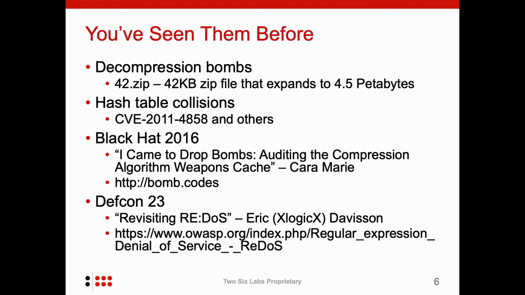If you go to these kinds of security conferences a lot, you'll see them crop up from time to time. In 2016 at Black Hat USA, there was a talk, Came to Drop Bombs, about decompression bombs and how to use them for pen testing. That resulted in the bomb.codes website, which has pre-canned compression bombs you can just download and use. Then at DEF CON 23, there was a regular expression denial of service talk. OWASP even identifies this as a type of vulnerability that you should be looking for. Basically, you can create regular expressions that, when you attempt to match certain strings to them, take the regular expression engine a very, very long time to match. These are the kinds of things you might have seen and just not known they were algorithmic complexity vulnerabilities.